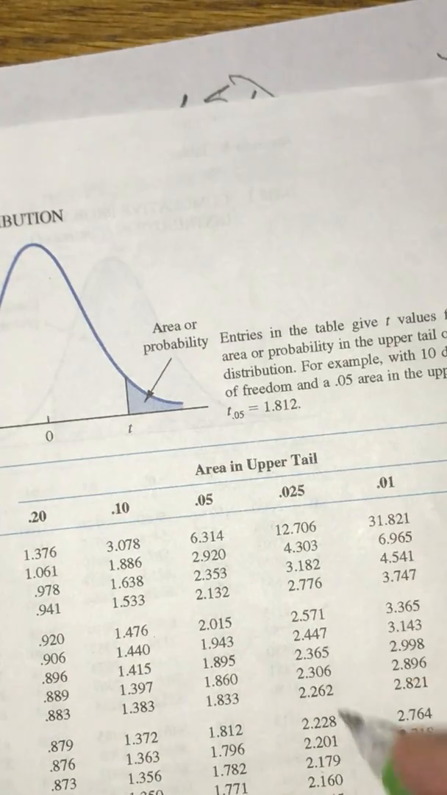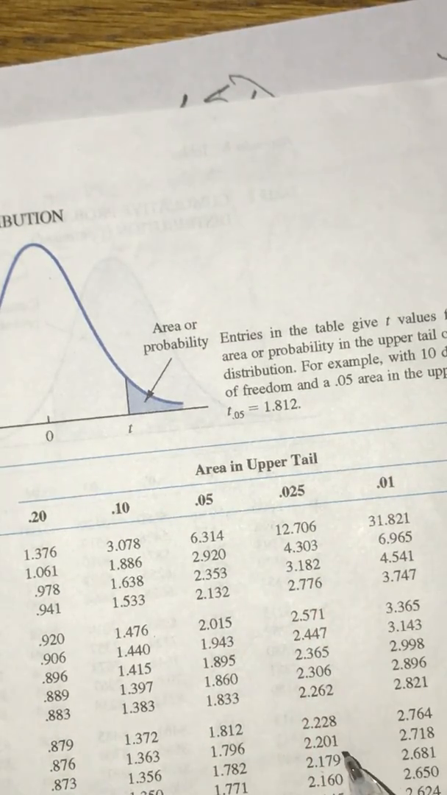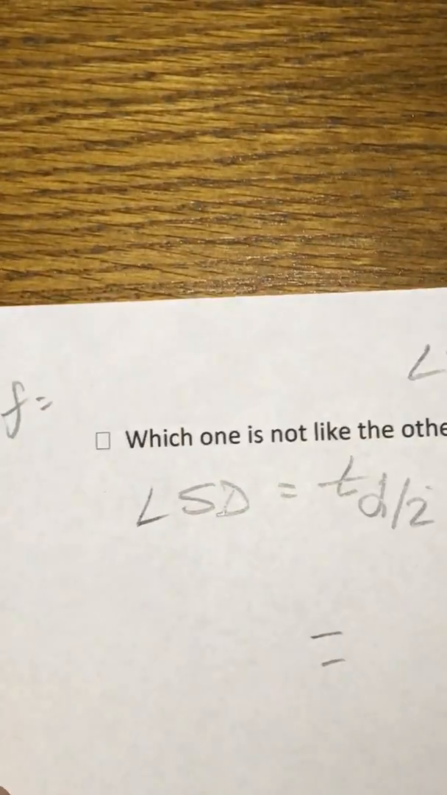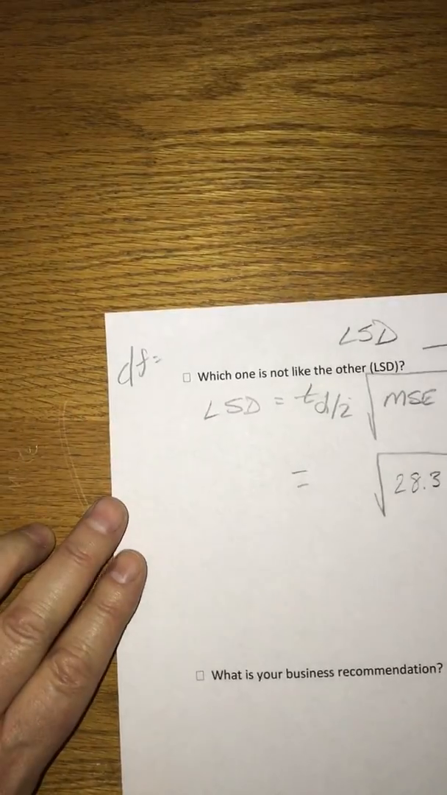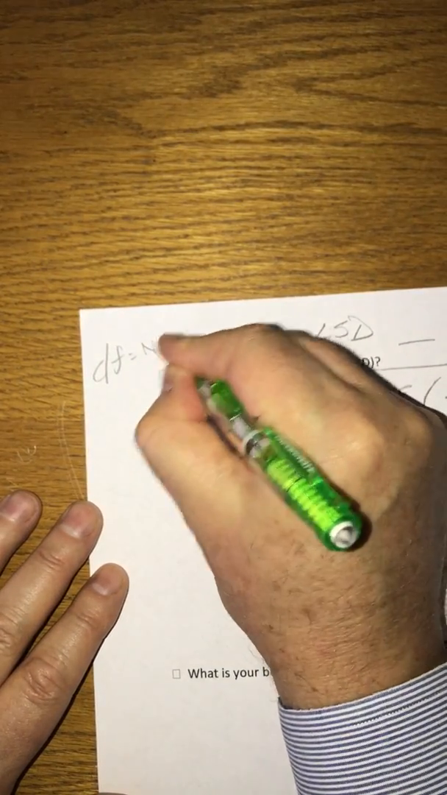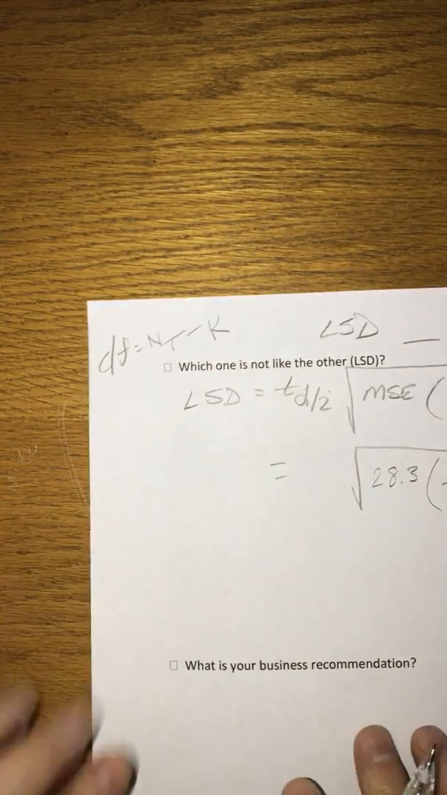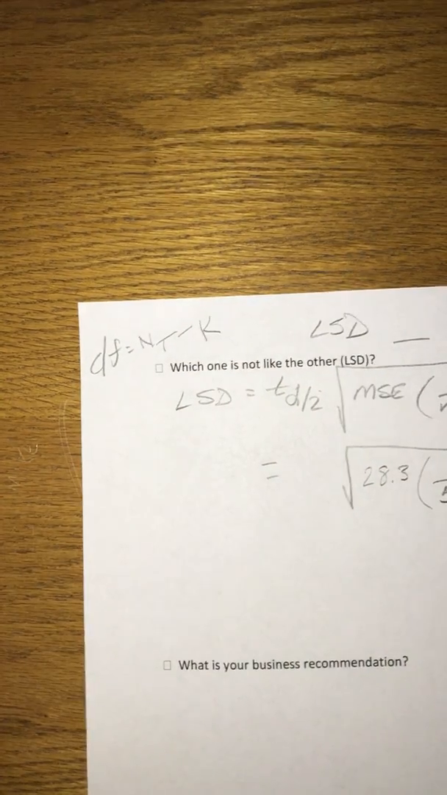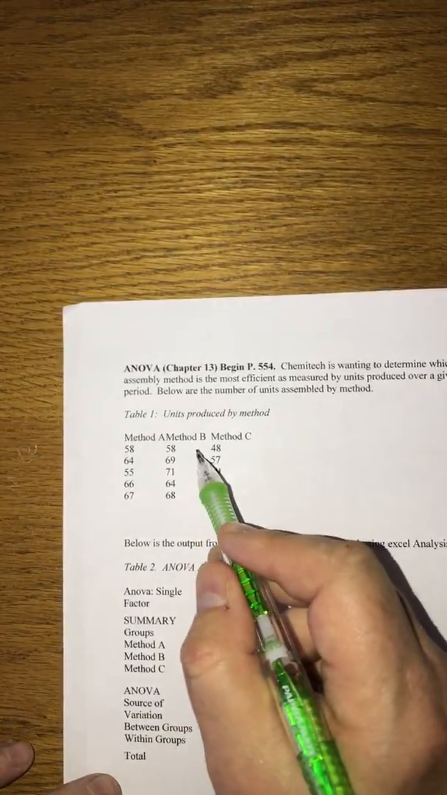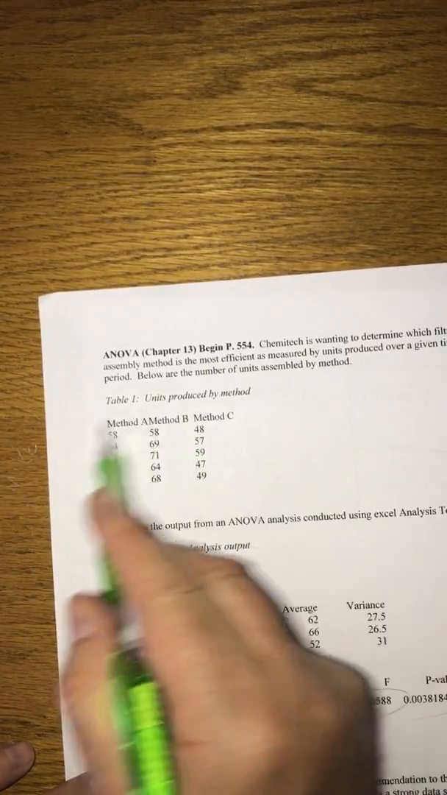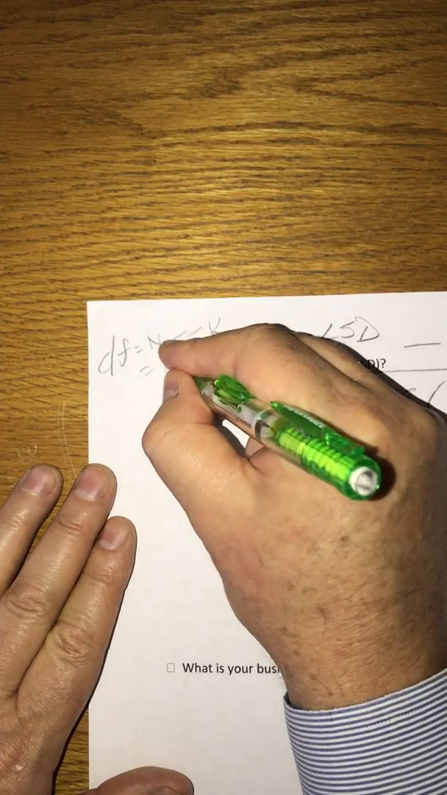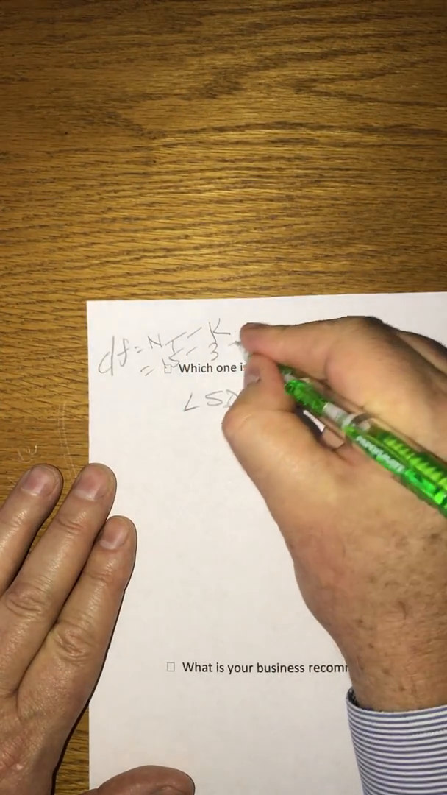We're going to get that from our handy dandy T table. This is a two-tail, so we're going to be in this 0.025 column, but we need to figure out what our degrees of freedom are. And as a little bit of a side analysis, degrees of freedom is the total number of samples minus the number of columns, or the number of categories. As you're going to see here, the total number of samples is 15. There are 3 methods or 3 columns. So we're going to get a degrees of freedom of 15 minus 3, or 12.